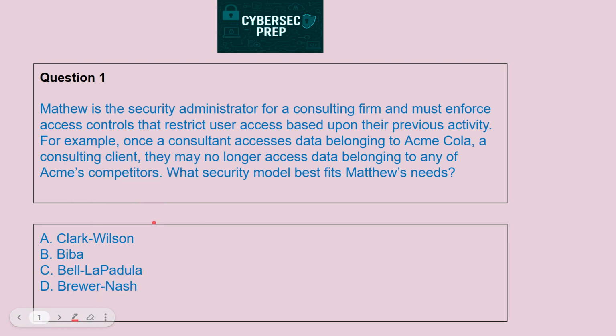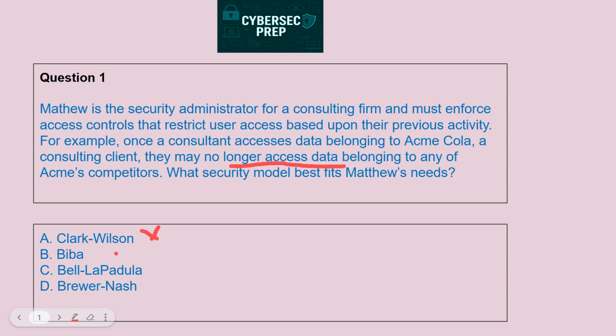Now, if you look at the first option, Clark Wilson, right? So the Clark Wilson model focuses on integrity of the information by having well-formed transactions, by ensuring that there is a separation of duties. But do you really think that this option will be good for this question? Because here we are talking about the access part, which means confidentiality, right? So Clark Wilson is not a good choice because it focuses on integrity.